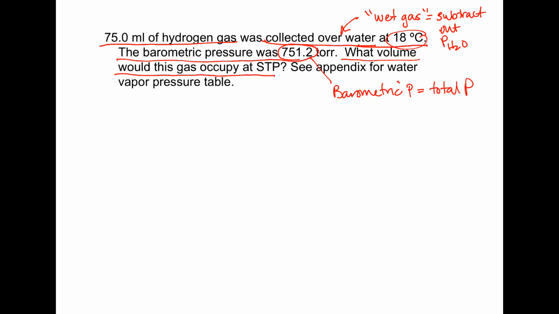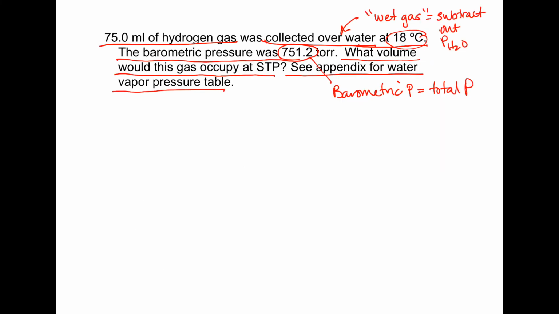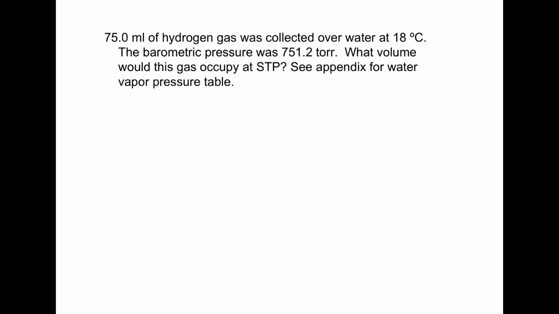So this seems like it's probably a combined gas law problem. We're changing conditions here. And it says we might need to see the appendix for the water vapor pressure table. That's this table right here, so we'll look back at that when we need to. Realizing that we are going to be changing conditions to STP makes me realize I need to keep careful track of my variables, so I'm going to go back and mark them.